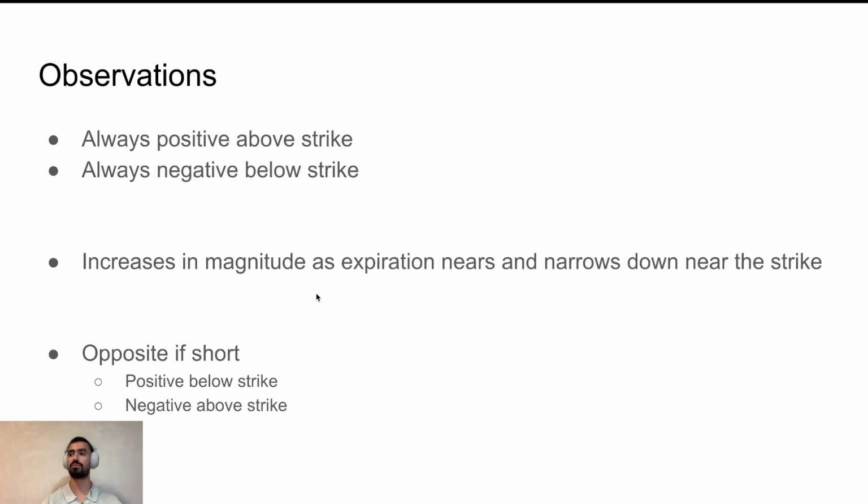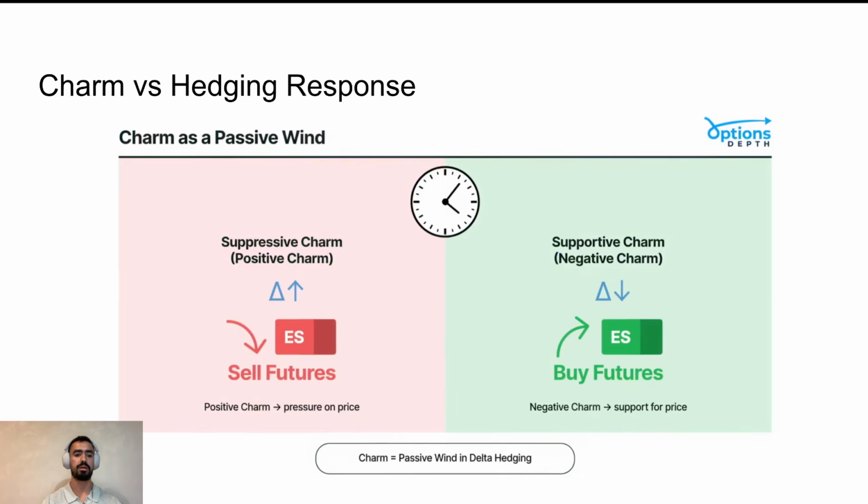Essentially, you're holding -1 contract in your portfolio, so everything is multiplied by -1. And now as a hedging response, it is kind of counterintuitive, where the positive charm is suppressive. You think that positive is good? Well, in this case, it's not good for the market.